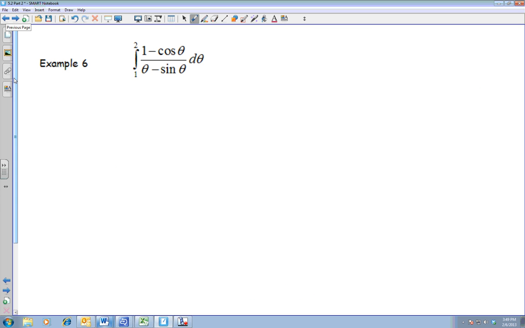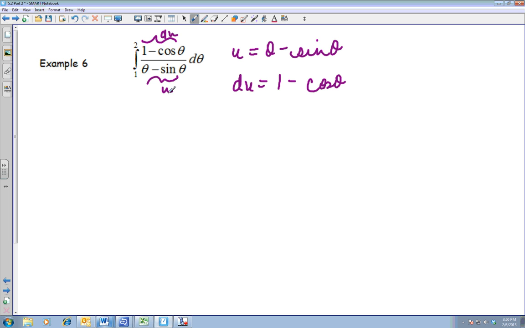Okay, this is a definite integral, so I know I'm going to be evaluating. Let's figure out what my u is going to be. So if I say u is theta minus sine theta, du, so remember theta just takes the place of x, so the derivative of theta is just 1 minus the derivative of sine, which is cosine. Well, that makes it all really nice. There's my du, here's my u.